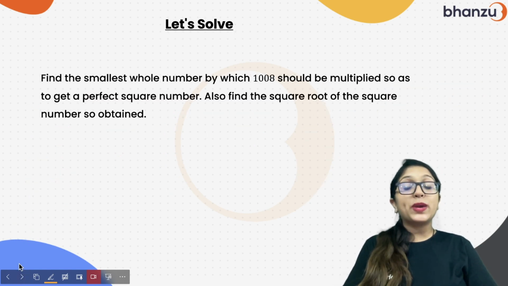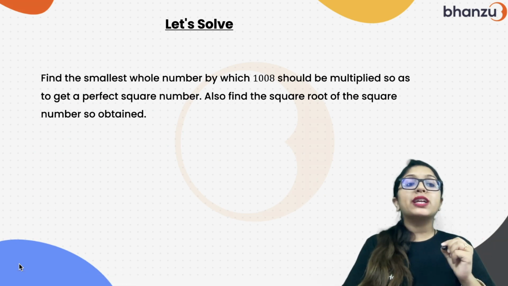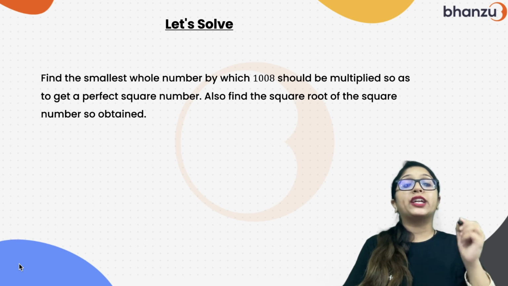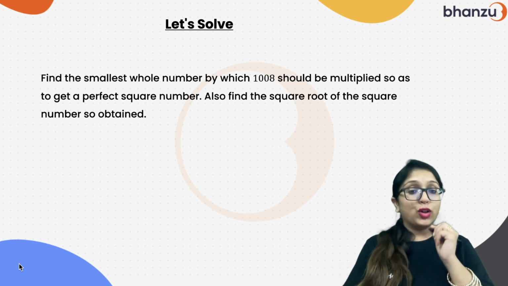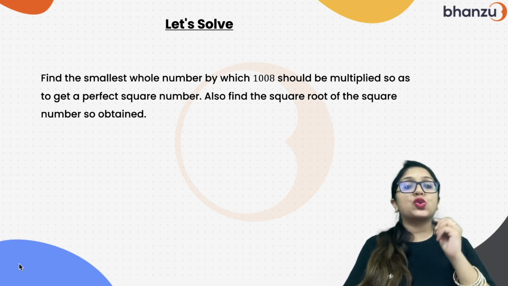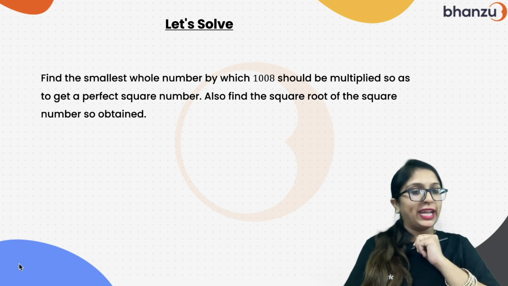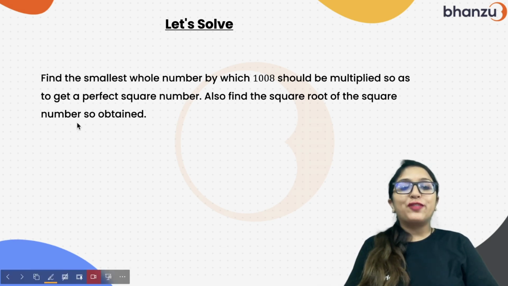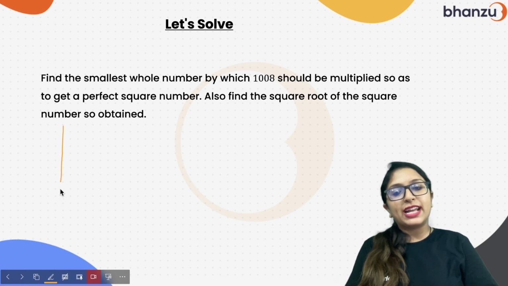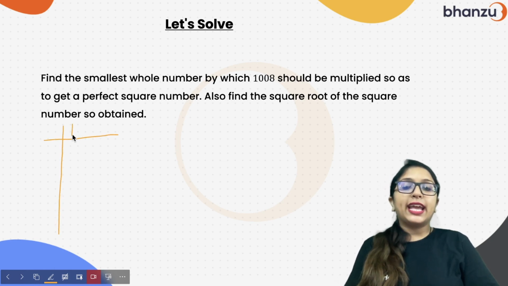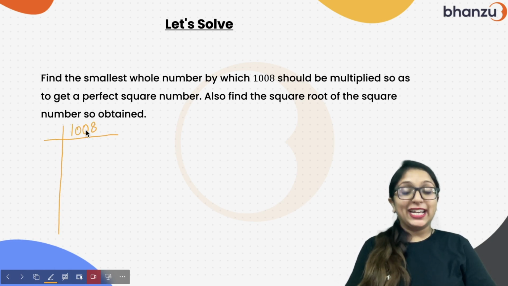So let's see the next question, which says find the smallest number by which 1008 should be multiplied so as to get a perfect square number. Also find the square root of the square number so obtained. Let's start solving the question. So we will be using again the prime factorization method here, and the number is 1008. So let's use the prime factorization method once again.